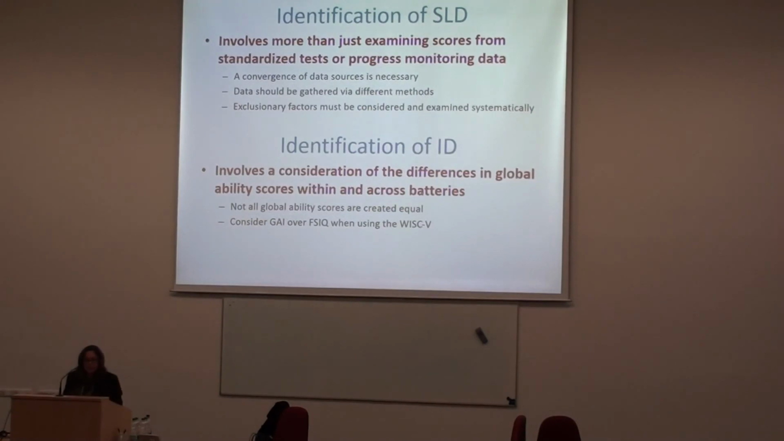Identification of specific learning disability requires a convergence of data sources. Data should be gathered through multiple methods using different instruments, and exclusionary factors must be considered. Identification of intellectual disability: we need to consider what global ability score you're using and what it's made up of. If you're trying to determine intellectual disability, you should be using tests where the G loadings are the highest, not mixed with low G loading tests, more pure high G loading tests.